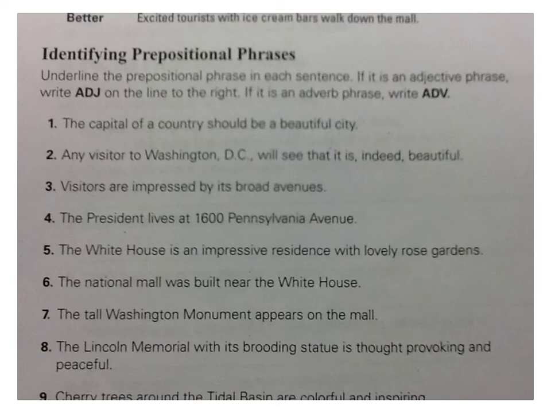Alright, so this exercise asks you first to underline the prepositional phrase in each sentence, and then if it's an adjective phrase, it wants you to write ADJ off to the right, and if it's an adverb phrase, write ADV. So, in the first one, of a country is our prepositional phrase. Now, I'm going to ask myself, what does of a country modify? What is of a country? Well, it's the capital. Now I have to figure out, is capital a noun, a verb, an adjective, or an adverb? In this case, capital is a noun, and if it's a noun, this whole prepositional phrase is acting like a single adjective, which is modifying that noun.